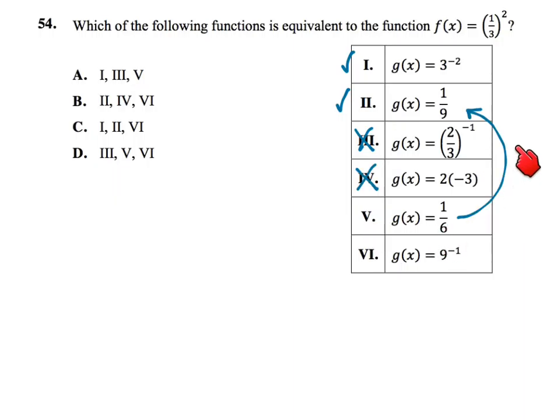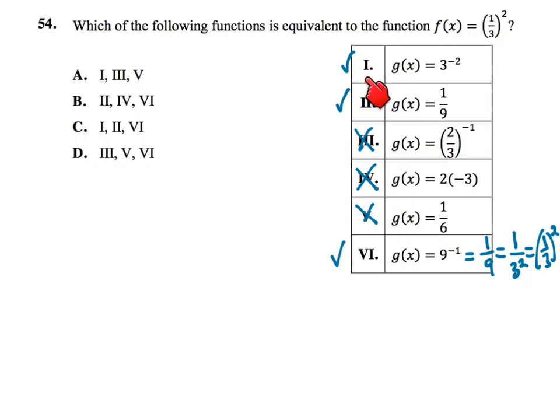For number 5, I just compared. Remember, I simplified to 1/9 before, so clearly that's not going to be true. And how about this one? G of x equals 9 to the power of negative 1. That's 1 over 9. I solved that one before. Remember, I said that's 1 over 3 squared. That's equal to 1/3 squared. So that works. So Roman numeral 1, 2, and 6 work. There we go.